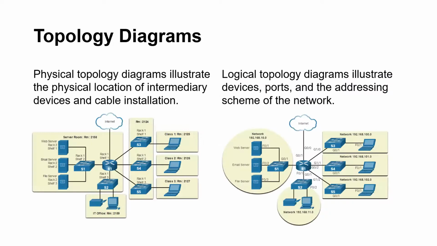We have two topology diagrams to represent our network. The first one is the physical topology diagram, which illustrates the physical location of intermediary devices and cable installation. Logical topology diagrams, on the other hand, illustrate devices, ports, and the addressing scheme of the network.